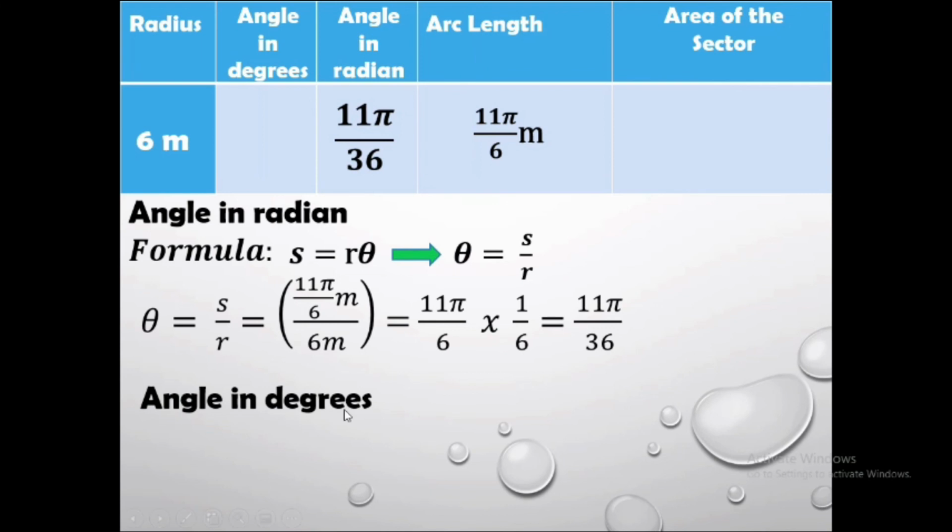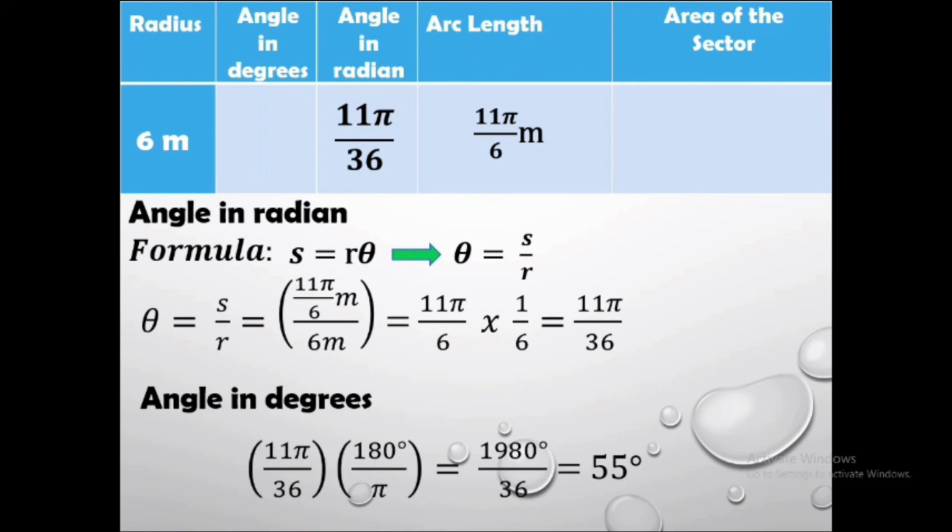Angle in degrees. To find the angle in degrees, we are going to multiply the 11 pi over 36 by 180 degrees over pi. So, the result is 1980 degrees over 36 equals 55 degrees.